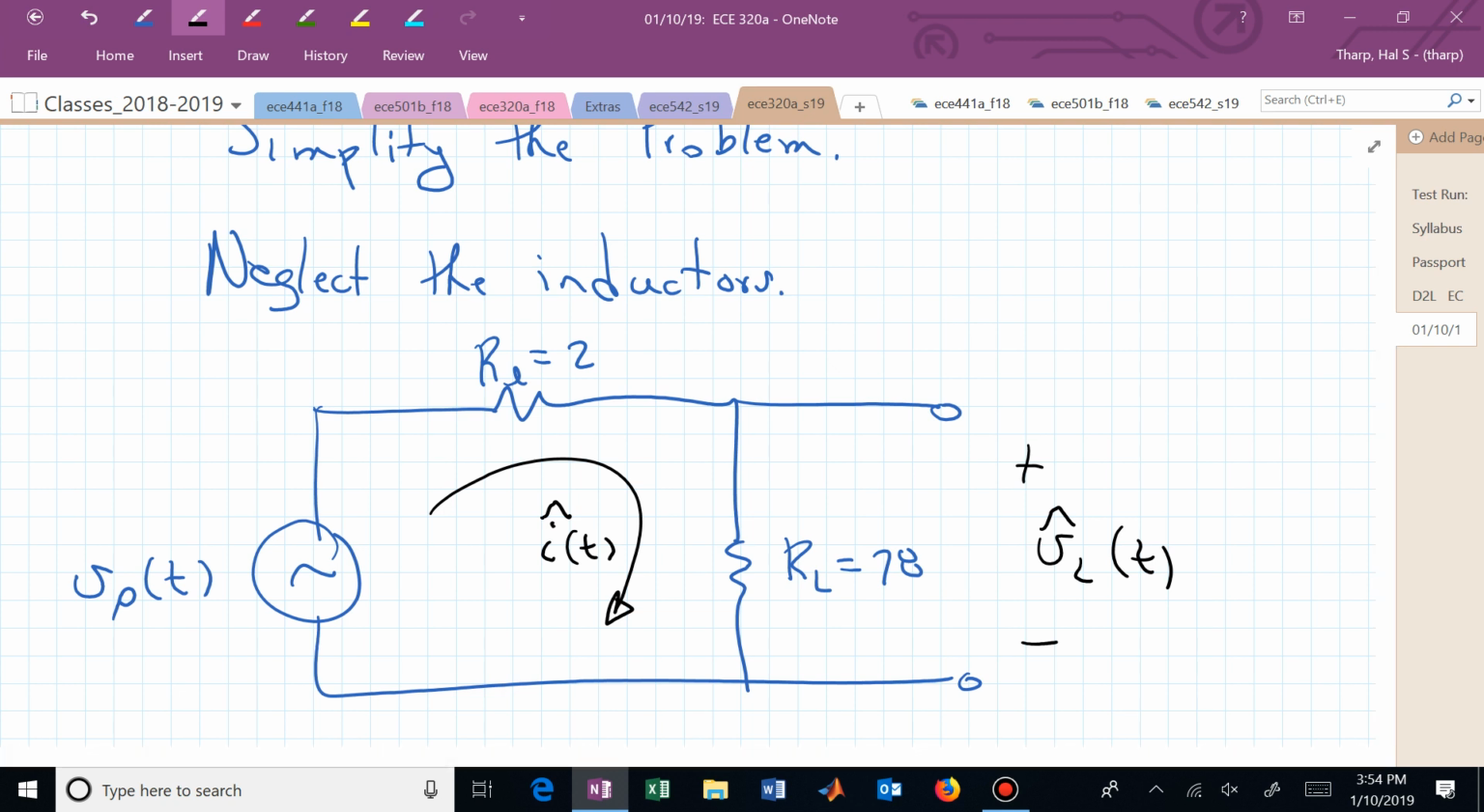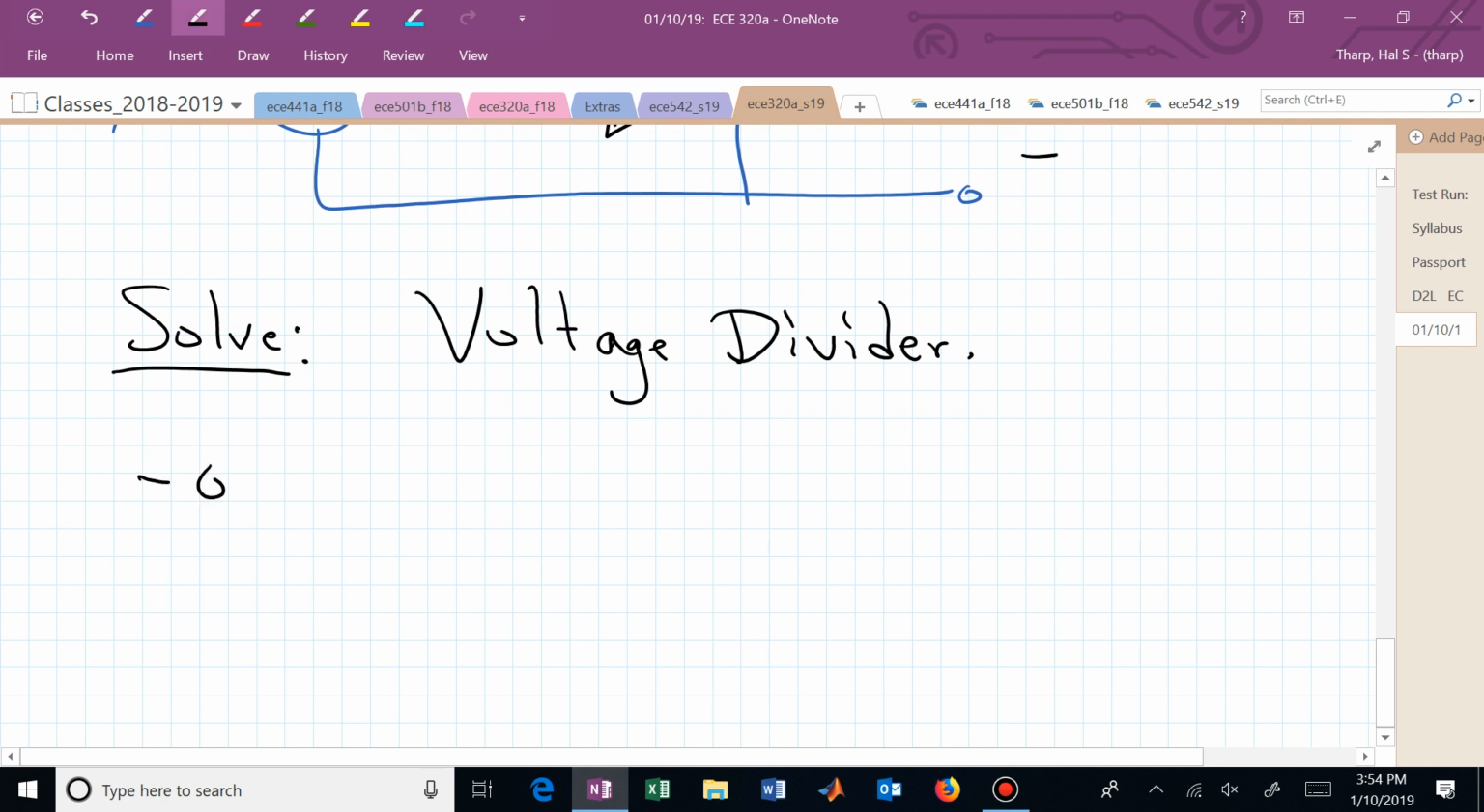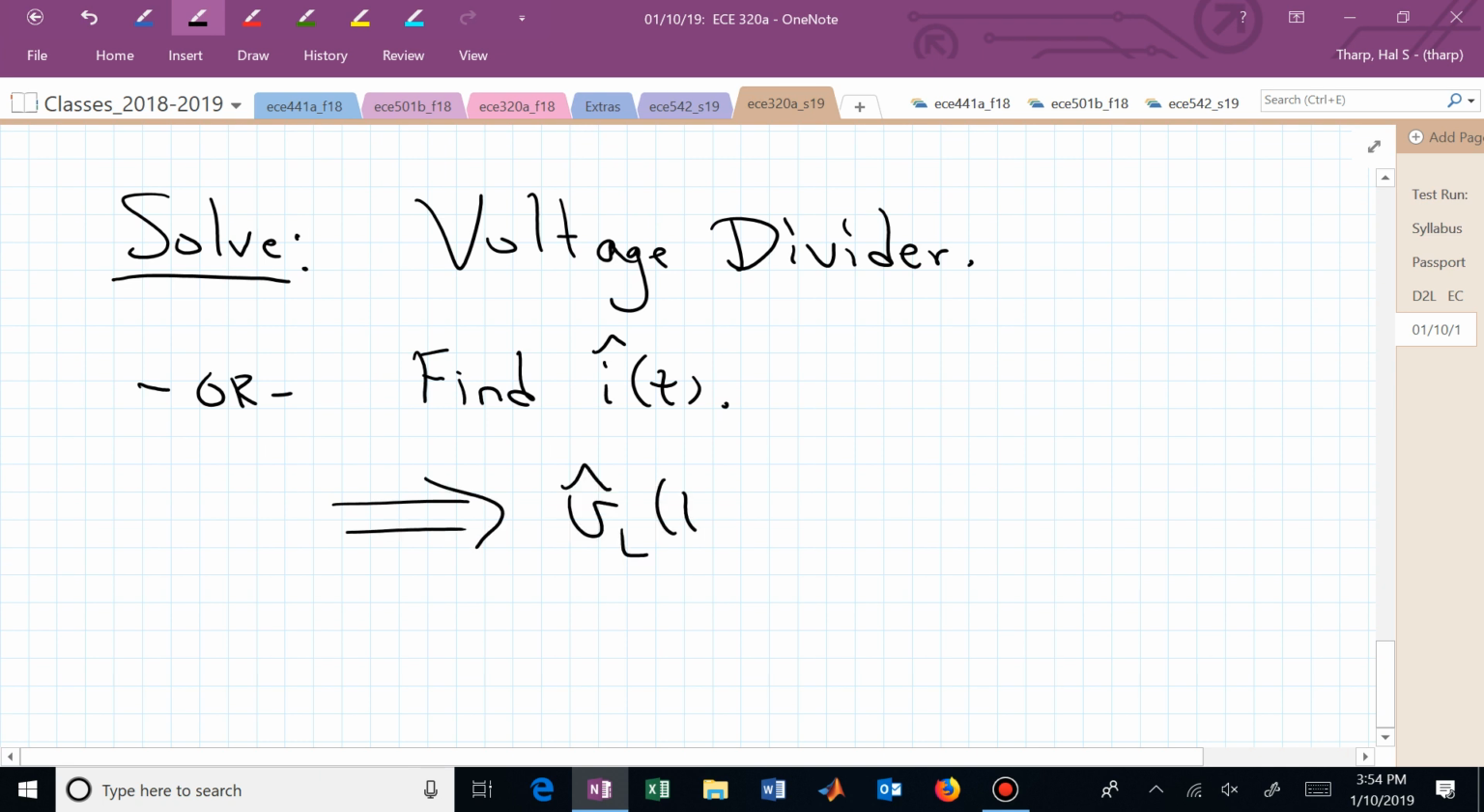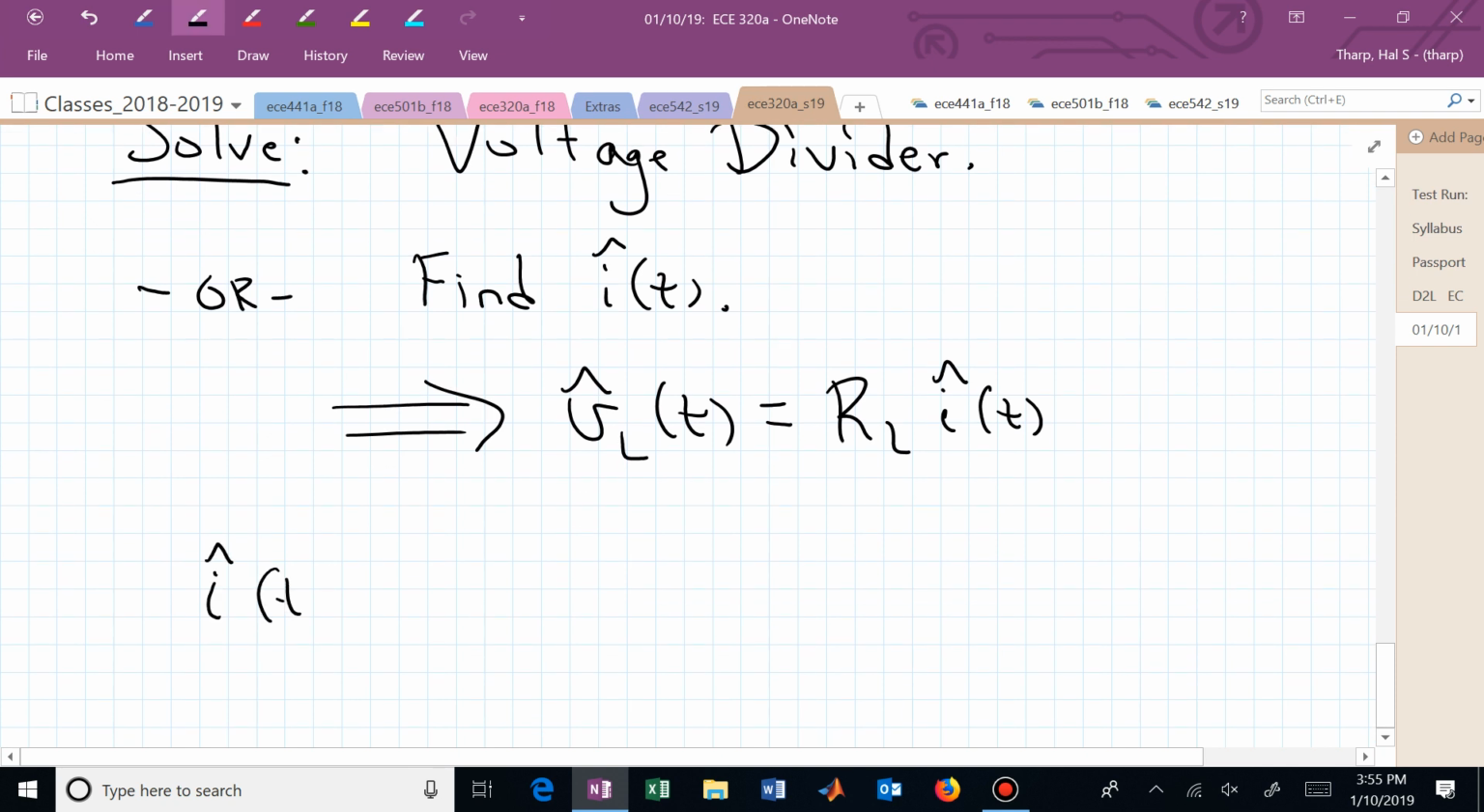So we don't have to remember voltage divider. Maybe we forget voltage divider, but you know how to fall back on KVL and finding the current in this circuit. And once we do that, we have a little bit of a feel for what V sub L of t is going to look like. In this case, we said, oh, we have a voltage divider, or we could find this I hat of t. And once we have that, then this V sub L of t is now just R sub L times I hat of t, where in fact this I hat of t was simply the applied voltage divided by the total impedance, or resistance in this case.